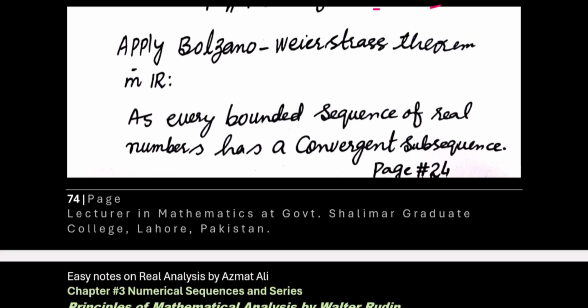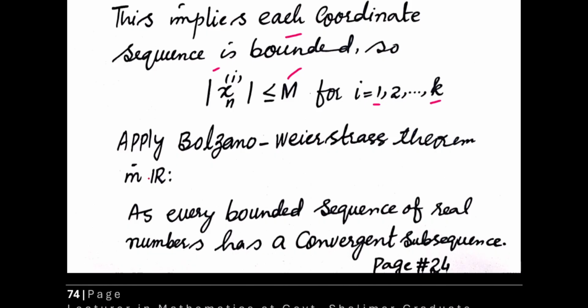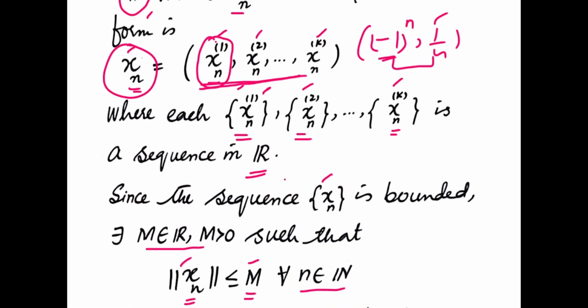Next, we will apply the Bolzano-Weierstrass theorem in R. What is the Bolzano-Weierstrass theorem in R? This theorem says every bounded sequence of real numbers has a convergent subsequence. As xn1, xn2 are all bounded sequences, by the Bolzano-Weierstrass theorem in R, all these sequences have convergent subsequences.